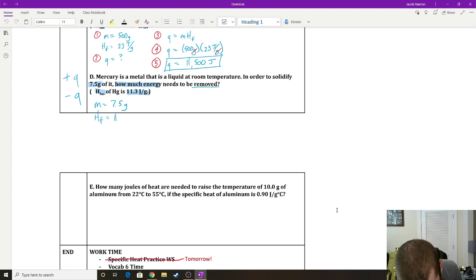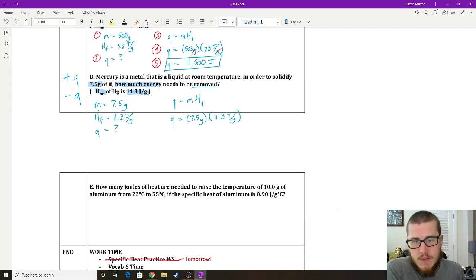HF is going to be 11.3 joules per gram. What am I looking for? How much energy? So Q equals question mark. Fantastic. And now I'm going to write my equation. It's still going to be Q equals MHF. And I'm going to plug everything in. Q is what I'm looking for, so I'm just going to rewrite it. And mass is 7.5 grams. And HF is going to be 11.3 joules per gram.